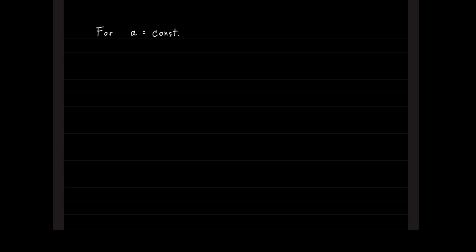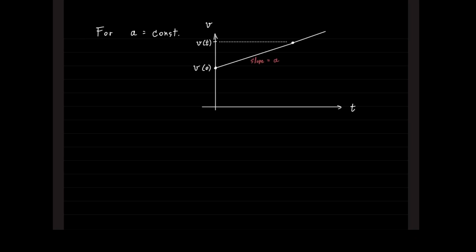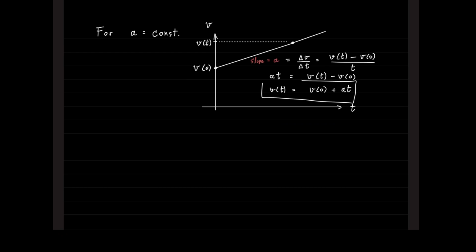Now let's start deriving some equations for constant acceleration. Let us look at the relation between velocity and time. We can see that the slope of this graph is acceleration, which is equal to the change in velocity divided by the change in time. In this case, it is v of t subtracted by v of 0, divided by t. And now we move t to this side. Now we have our first equation of motion.